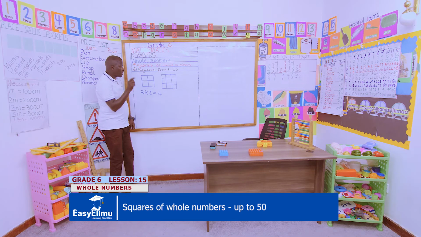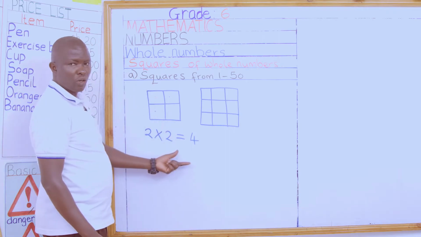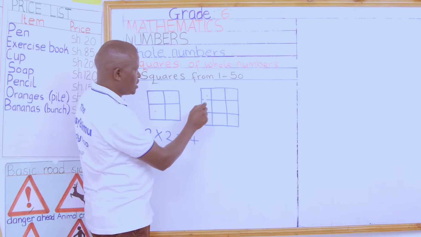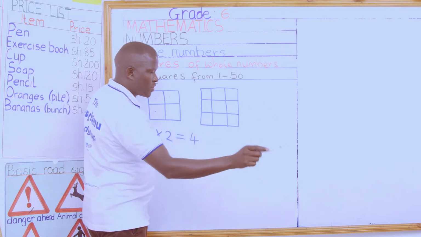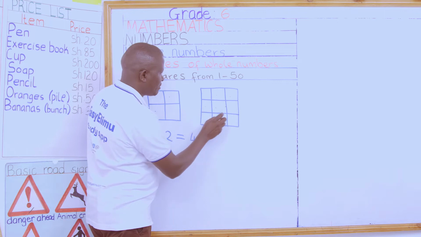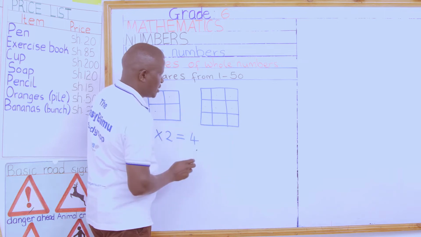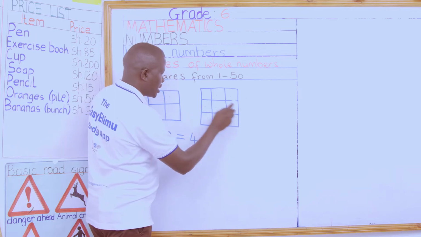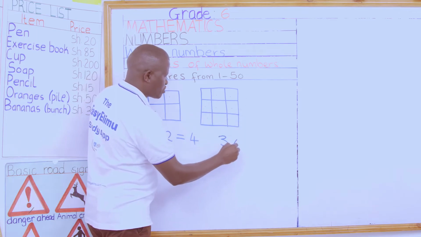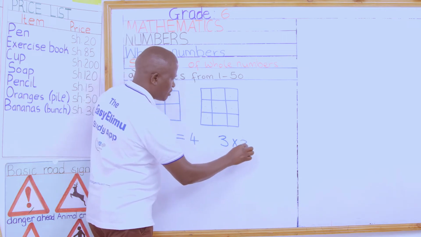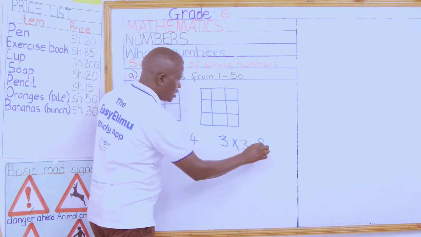Remember when we counted individual cubes, we had 1, 2, 3, 4. We got 4. The same case here. There we have counted 9. Let us count to see whether we have 9: 1, 2, 3, 4, 5, 6, 7, 8, 9. So how many rows? 1, 2, 3. So we have 3 rows multiplied by how many columns? 1, 2, 3. 3 columns to get 9.